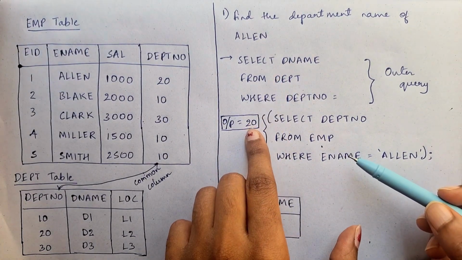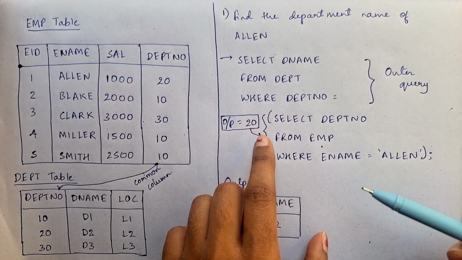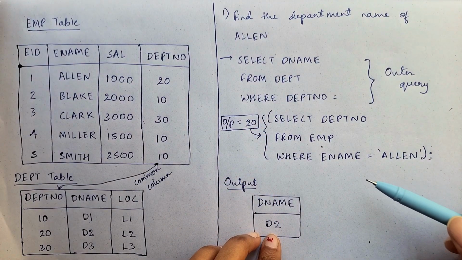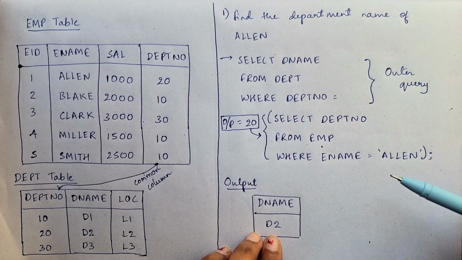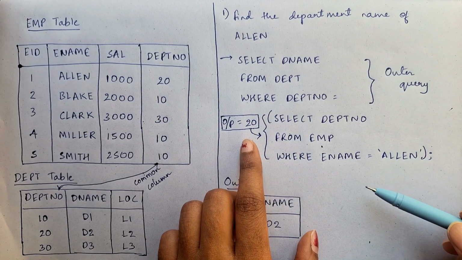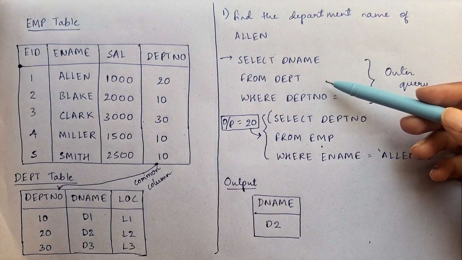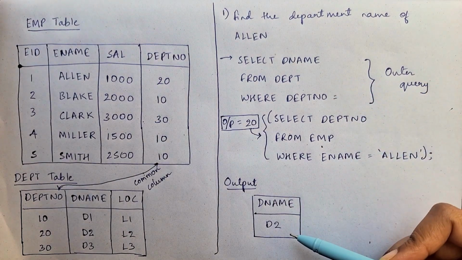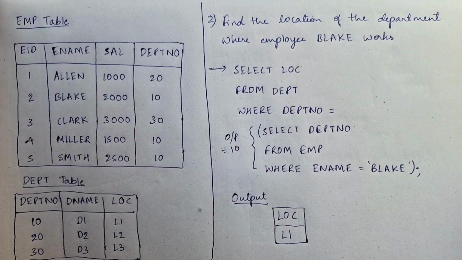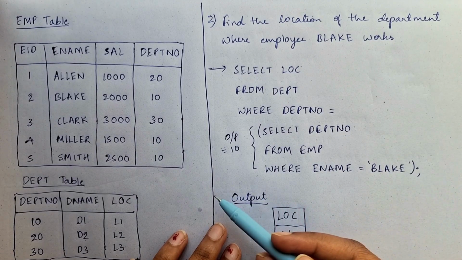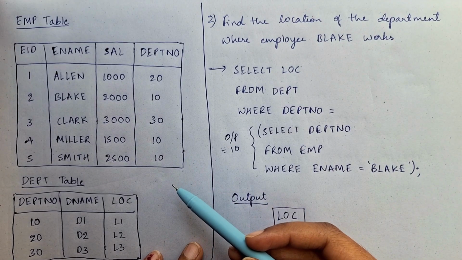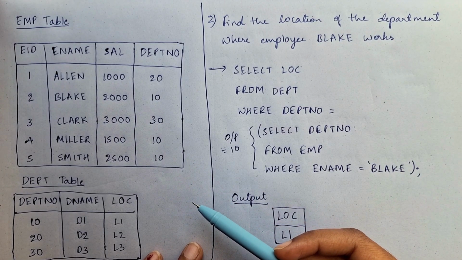runs using this result. So guys, this is how a single row subquery works, where the inner query returns exactly one value and that value is used by the outer query to produce the final output. Now let's look at one more example using the same tables so that the concept becomes more clear.